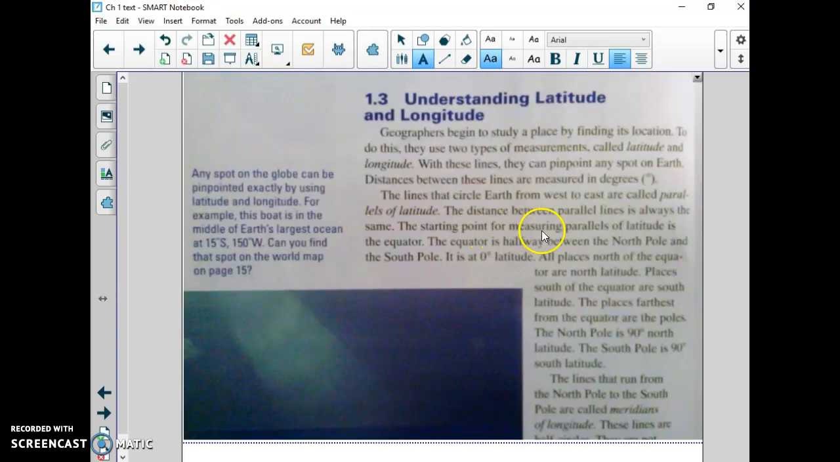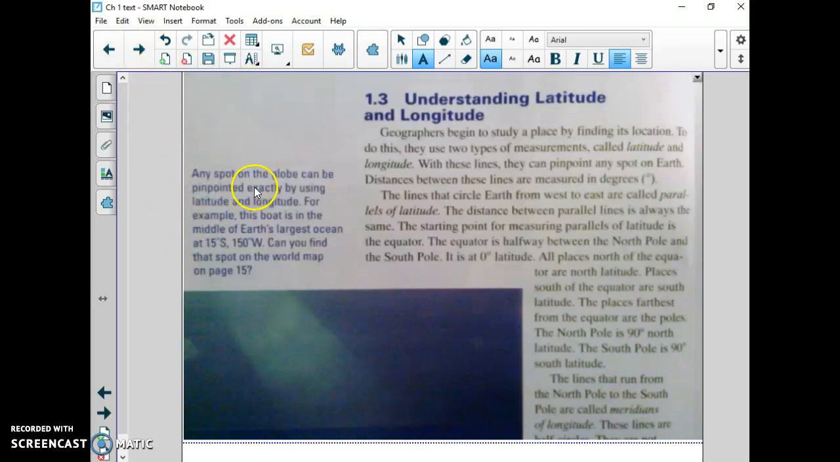The starting point for measuring parallels of latitude is the equator. The equator is halfway between the North Pole and the South Pole. It is at 0 degrees latitude. All places north of the equator are north latitude. Places south of the equator are south latitude. The places farthest from the equator are the poles. The North Pole is 90 degrees north latitude. The South Pole is 90 degrees south latitude.